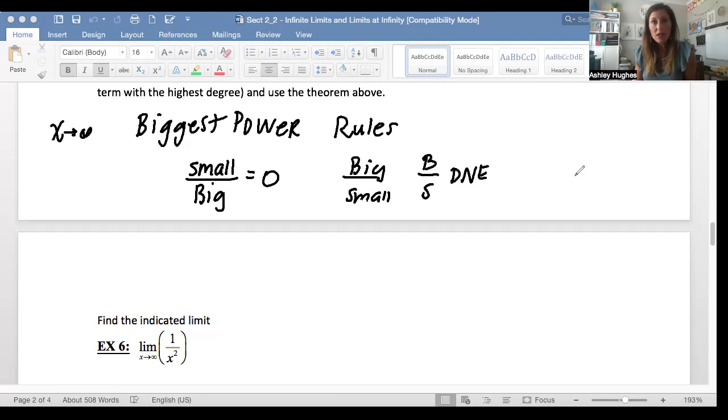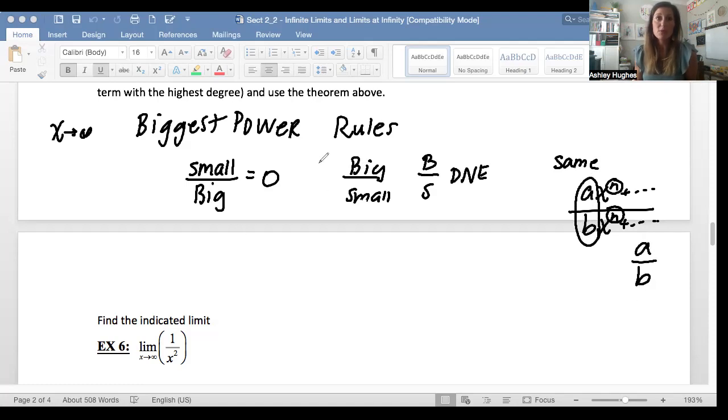And then your other situation is if you have the same power. So same power, which is like ax to the n plus some other stuff, over bx to the n plus some other stuff. So these powers right here are the same. Then they're growing at a relatively same rate. And what you're left with is the ratio of the coefficients, so a over b. And this will make sense as we do examples, but it's pretty much just these 3 rules. Very simple. Small over big, 0. Big over small, bunch of BS, it doesn't exist.